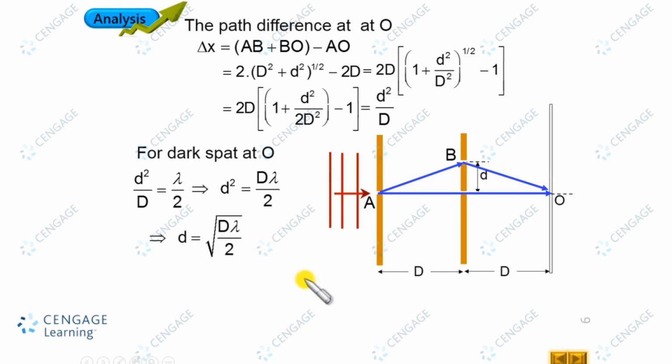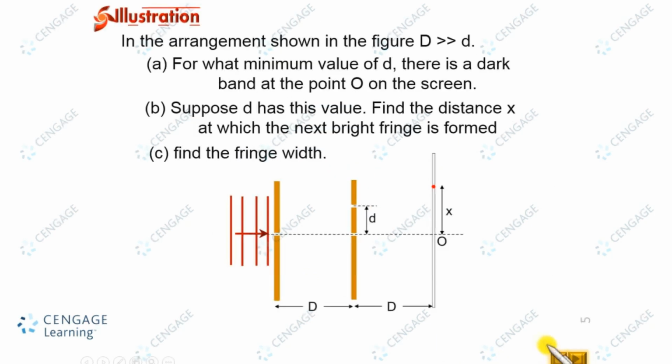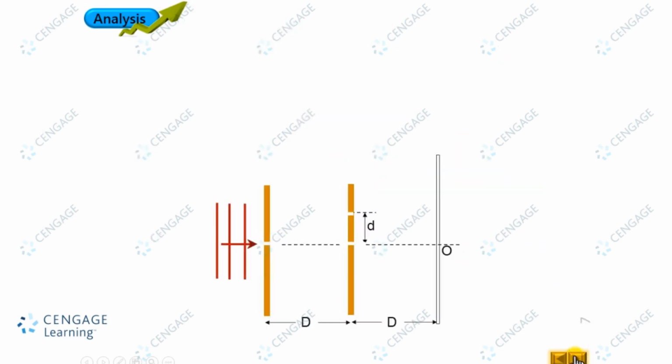Now let us move to the second part of the question. In the second part of the question, it is given, suppose small d has this value which we have calculated, then find the value of x. X is measured from here in the upward direction, for which the next bright fringe forms. So let us move to the next part. Here we want to analyze any point on top of this point O. So let us take the point here. Say this point is P.